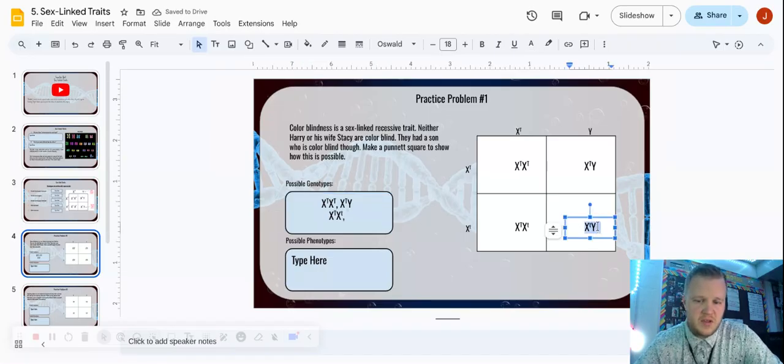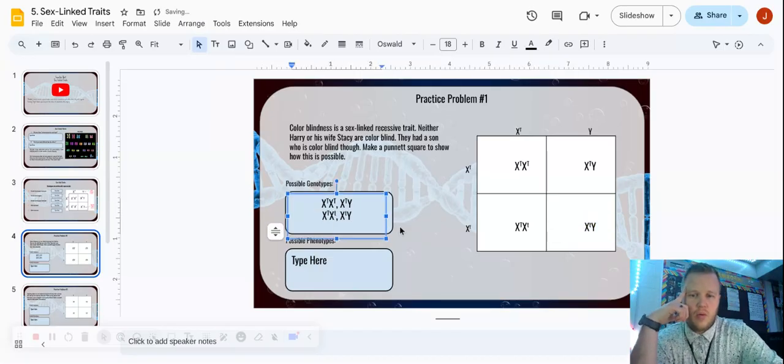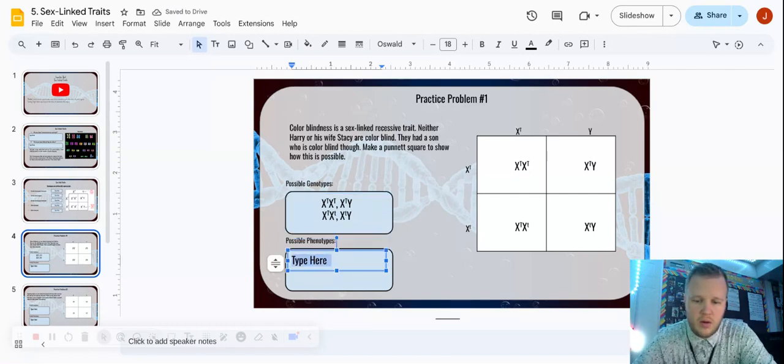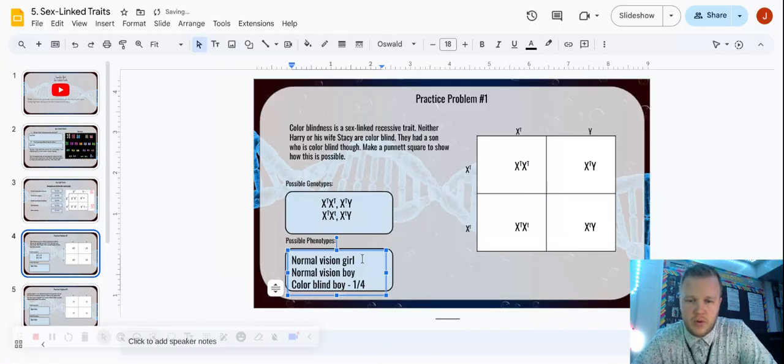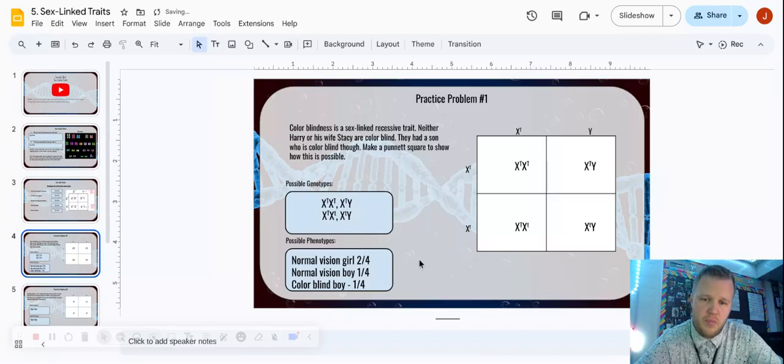Each genotype is different because of the gender factor. When we think of our phenotypes, though, we can get a normal vision girl, we can get a normal vision boy, or we could get a colorblind boy. That would be 1 out of 4. Normal vision girl would be 2 out of 4, and a normal vision boy would be 1 out of 4. Okay, and so that's how we would fill that out. Again, just looking at it, that's normal vision, normal vision.